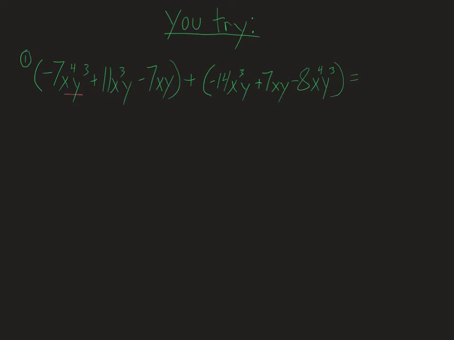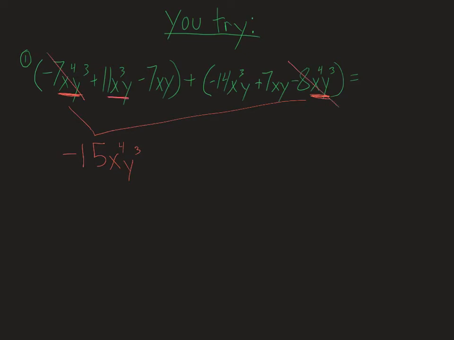All right, let's look. I've got my x^4 y^3s. That one almost got me for a sec. I saw an x and a 3, but that's not matching, so that's not where I go. x^4 y^3, -7 and -8, that's a -15 for my x^4 y^3s. Since I used them, I'm going to cross them out.